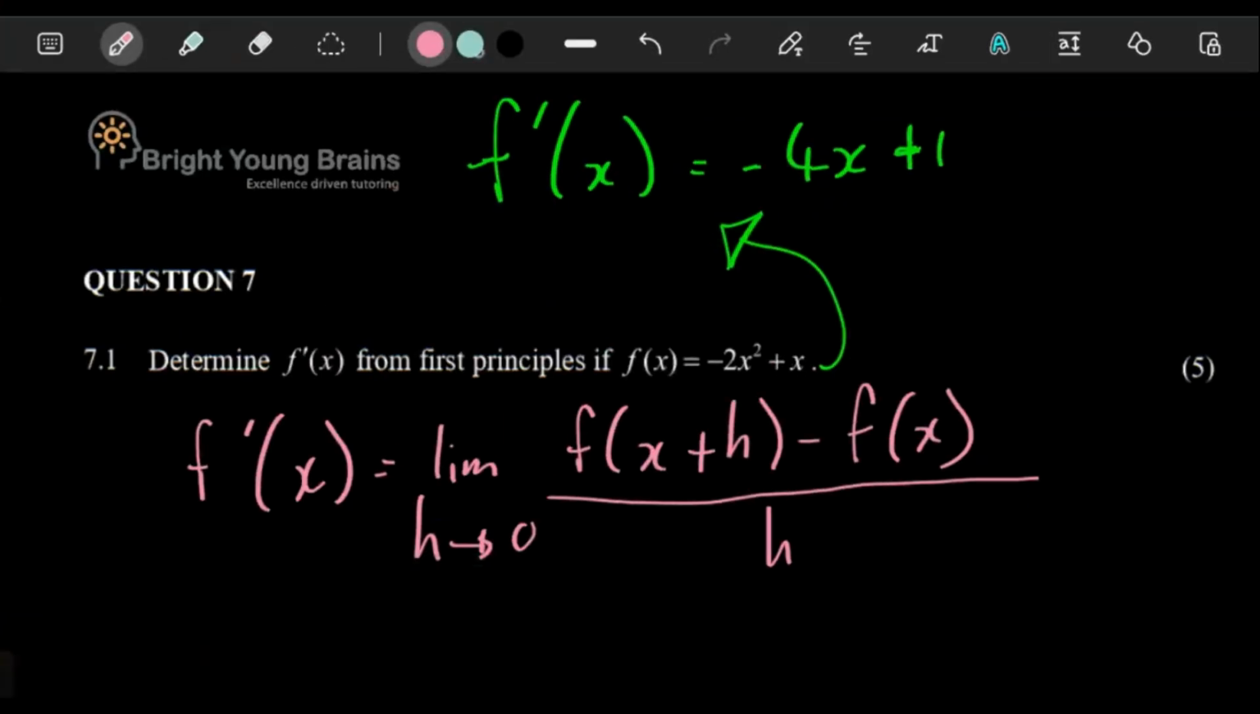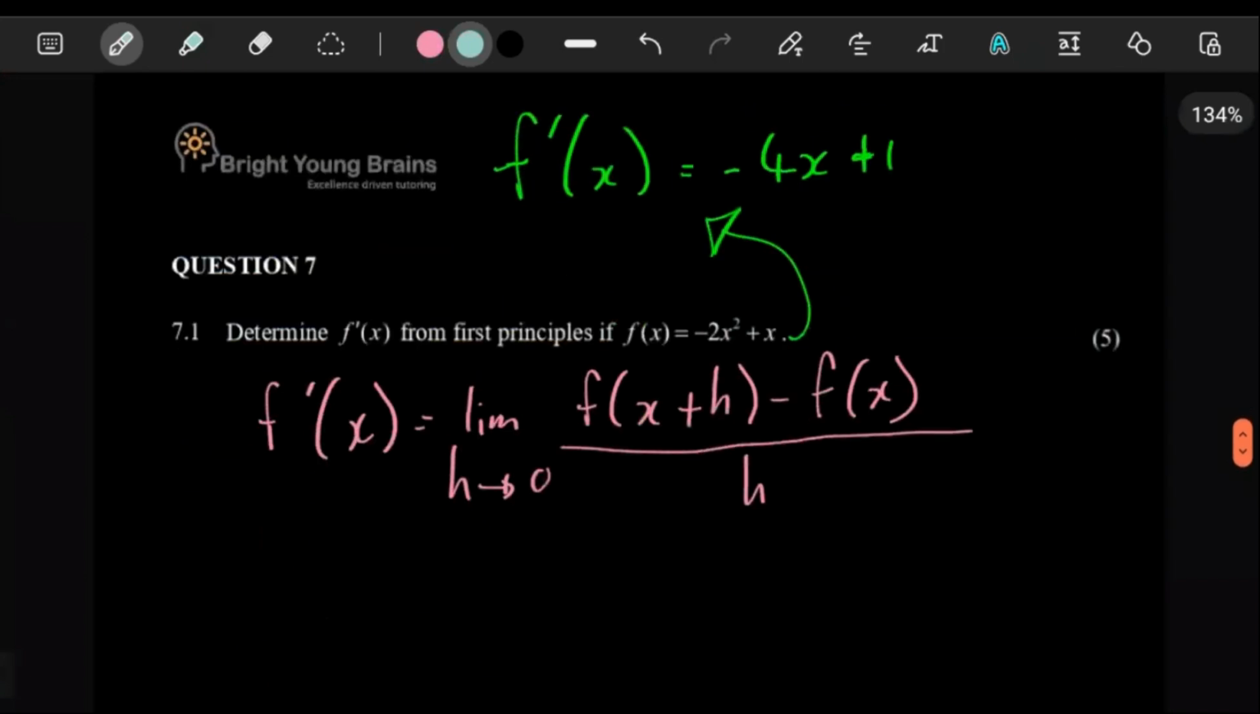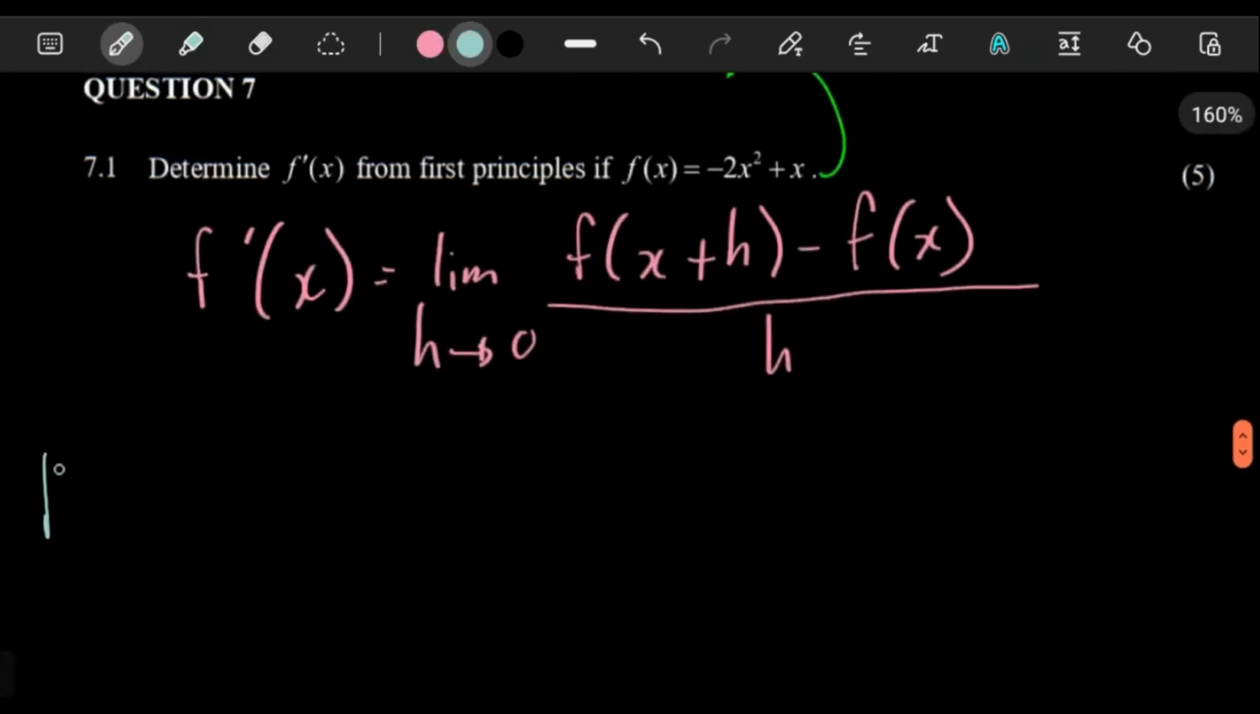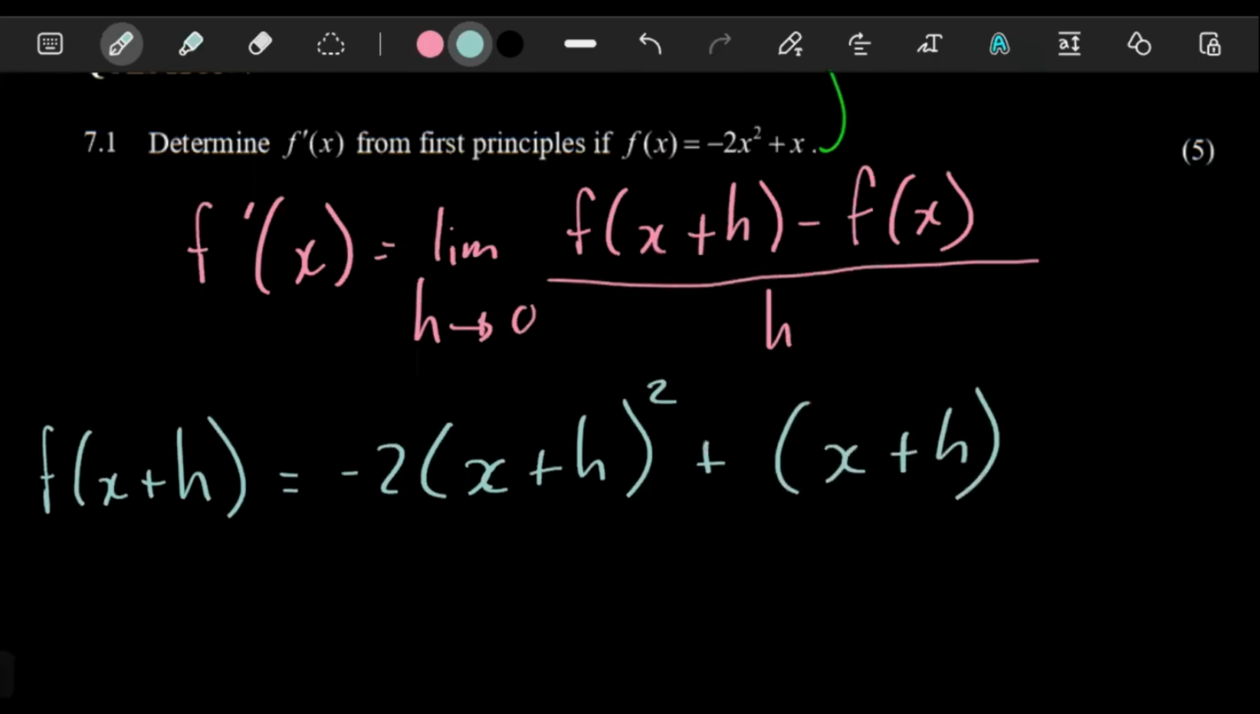So what I always do is, before you put stuff into your formula, always try and work out what this is. You see the f(x + h). So on your answer sheet, you can put f(x + h) there. All that means is, in the equation of your original function, wherever x is, you plus h. So let's do that. Negative 2(x + h) squared plus (x + h).